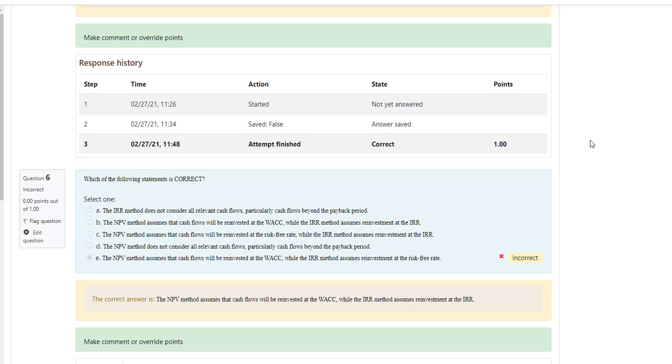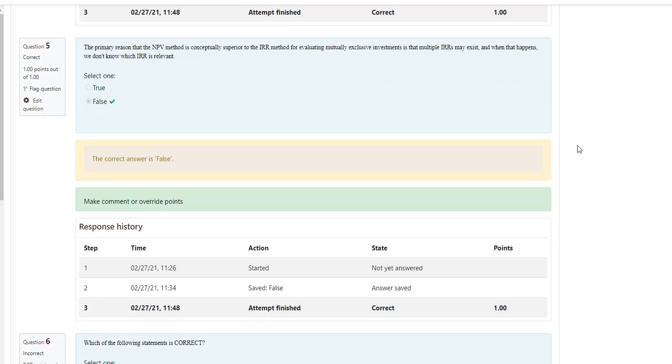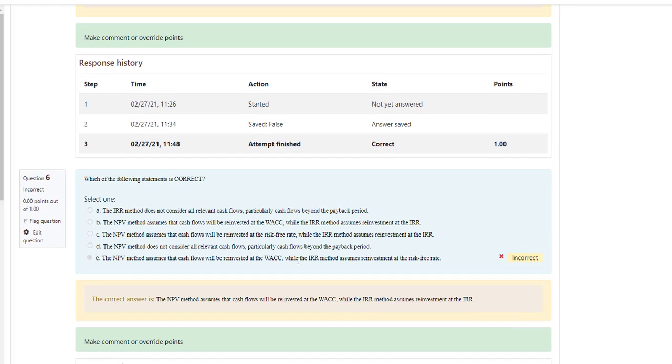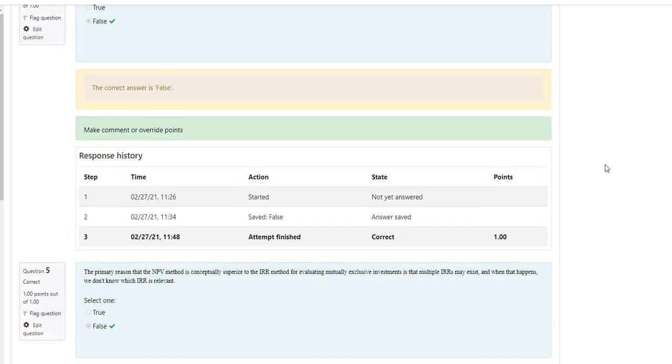Okay, so that's number 6, and I hope I explained that. The cash flows will be reinvested. This is what you're discounting to determine the net present value by. So you're not going to discount by the risk-free rate, and the internal rate of return is just telling you what is the rate of return on the investment.